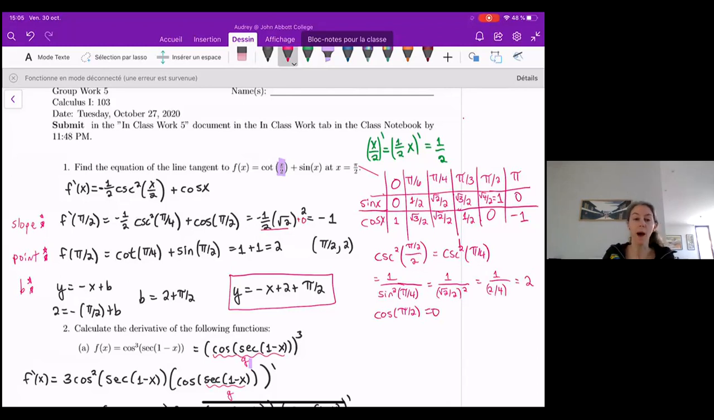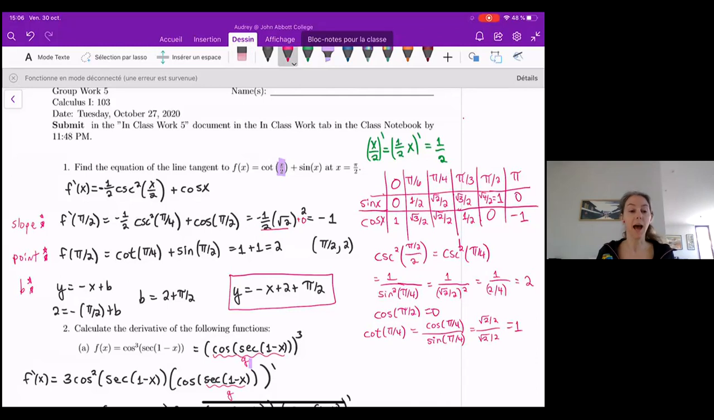Now, if I want to think about cotangent of pi over 4, well, cotangent is just cosine over sine. So again, these are just identities that we know. You could also do 1 over tangent and plug this into your calculator. But here I can see that cosine is root 2 over 2 at pi over 4, and sine of pi over 4 is also root 2 over 2, so this is just equal to 1. And then I can use my chart directly to see that sine of pi over 2 is 1.